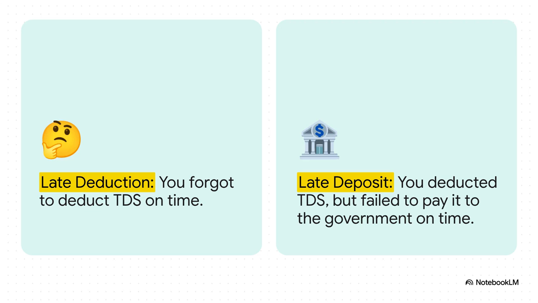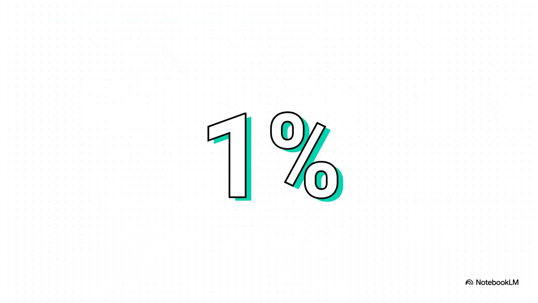Whoops, it happens. But the second one, that's when you did deduct it, but then you kind of just held on to the money instead of paying it to the government, and they take that one a lot more seriously. So if you make that first mistake, deducting late, the penalty is 1% interest for every single month, or even just part of a month that you're delayed. And that clock starts ticking from the day you were supposed to make the deduction in the first place.